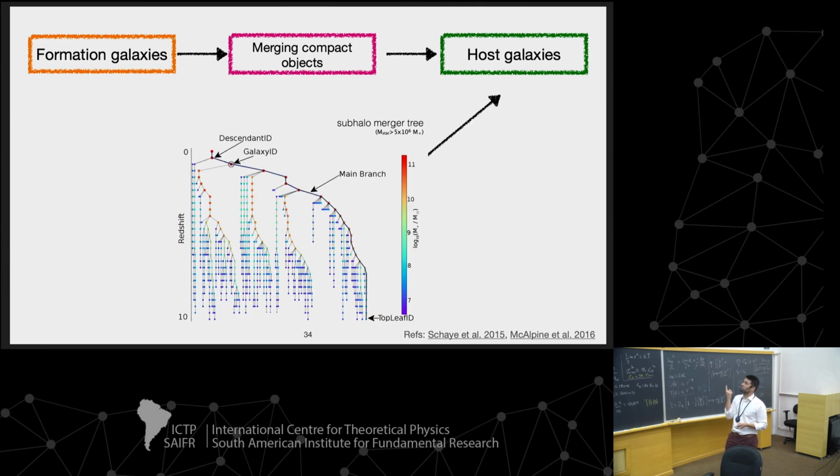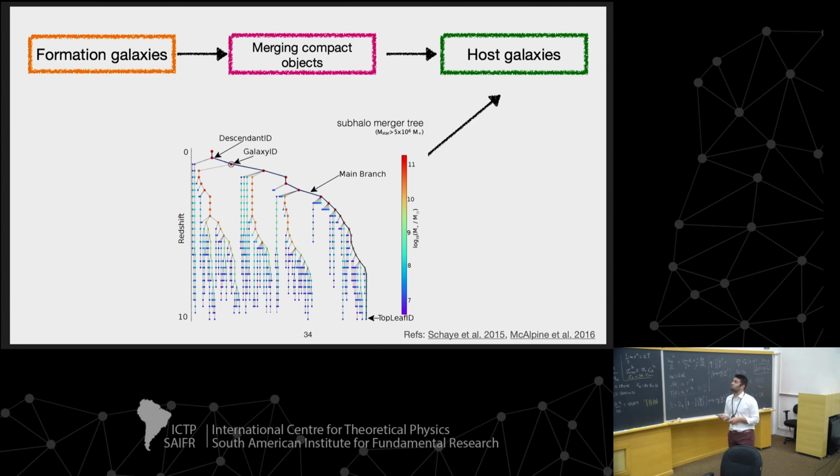Finally, we need to take the properties of the host galaxies. To do that, we are going to use cosmological simulations. I just told you that cosmological simulations are bad, but no, we are going to use them. How are we going to do that?